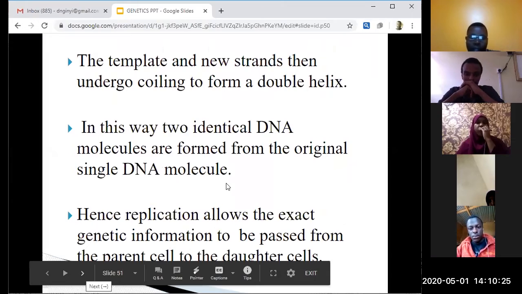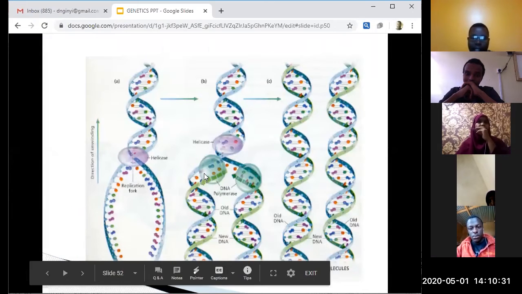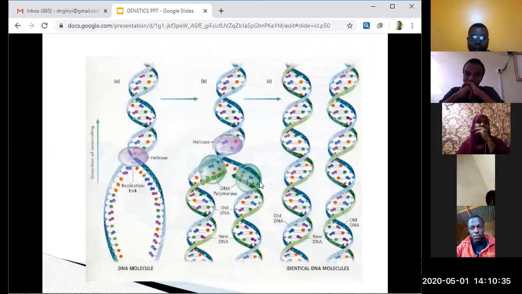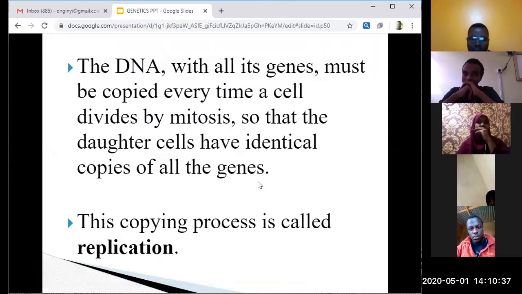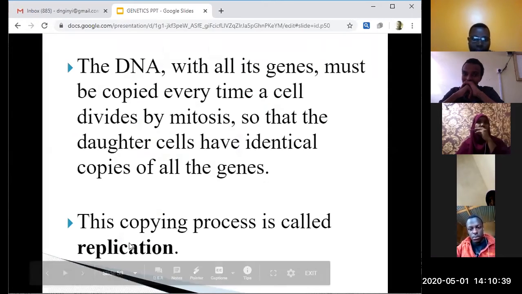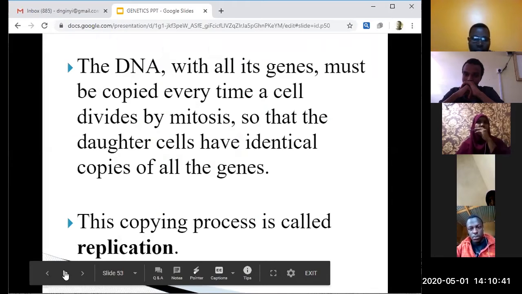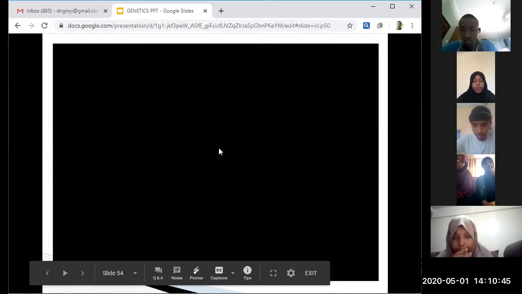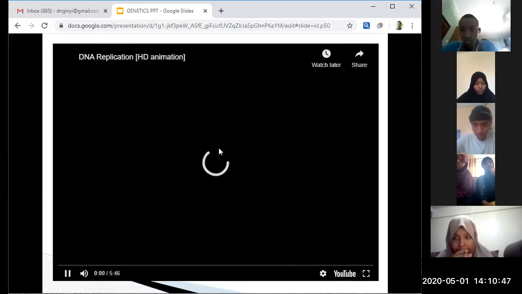So we have the template strand. Of course, you can remember that. This is basically showing the process of replication. We did discuss this. So that is still replication. So I have a video here that I would want us to watch. It's about DNA replication.